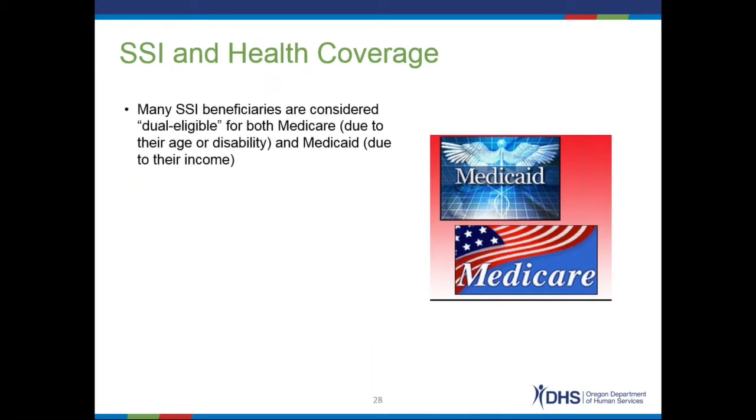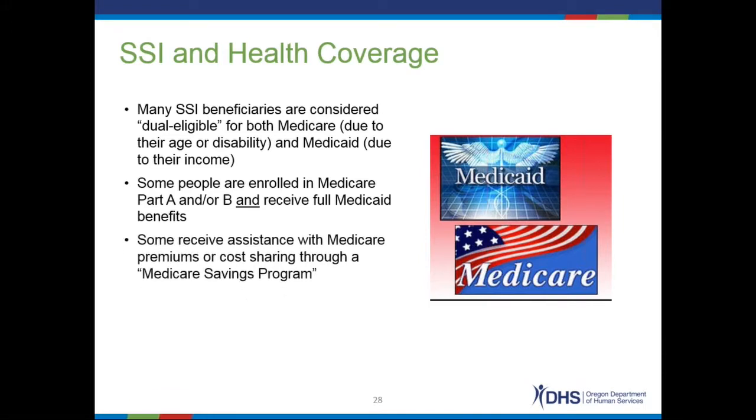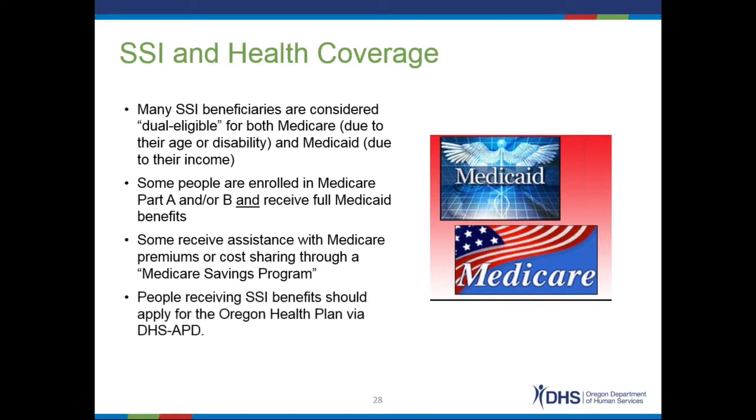SSI and health coverage. Many SSI beneficiaries are considered dual eligible for both Medicare due to their age or disability and Medicaid due to their income. Some people are enrolled in Medicare Parts A and or B and receive full Medicaid benefits. Some receive assistance with Medicare premiums or cost sharing through something called a Medicare Savings Program. And people receiving SSI benefits should apply for the Oregon Health Plan via DHS APD.